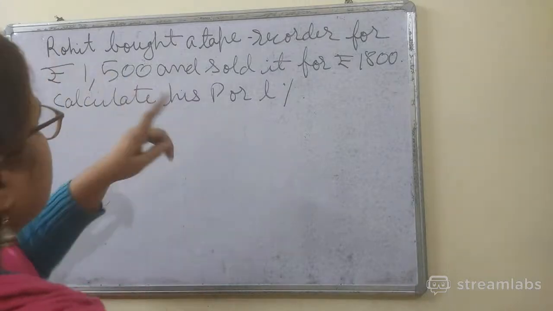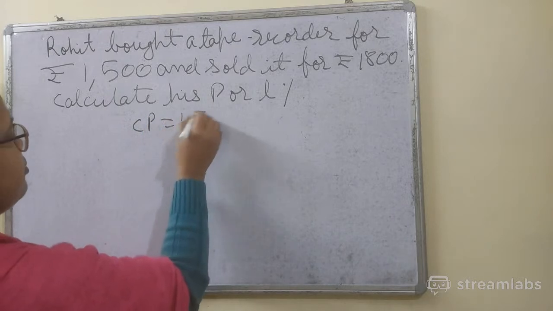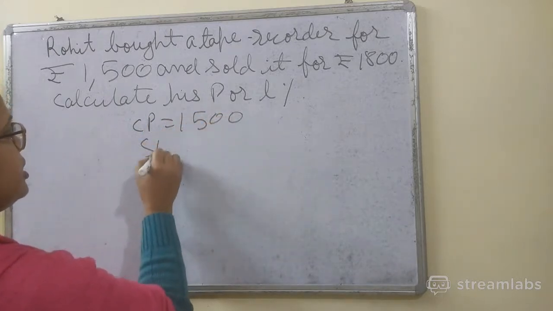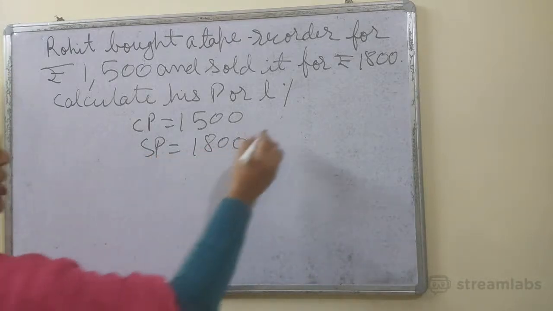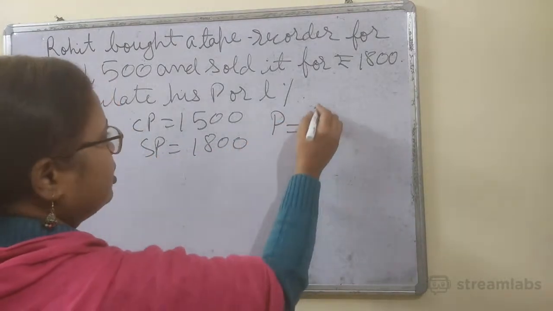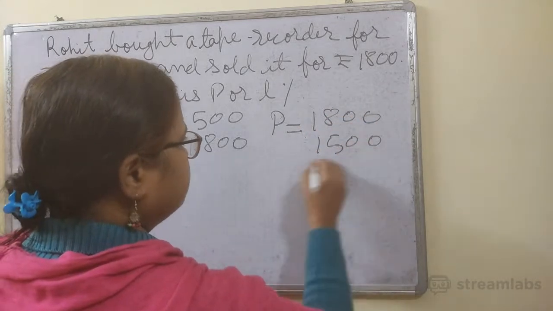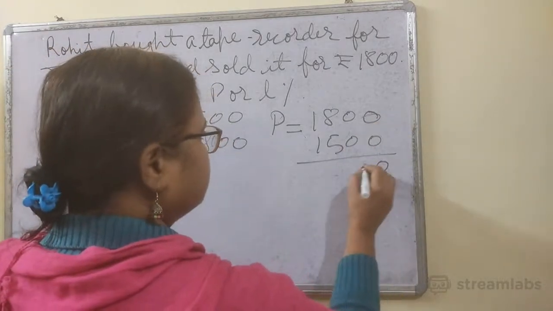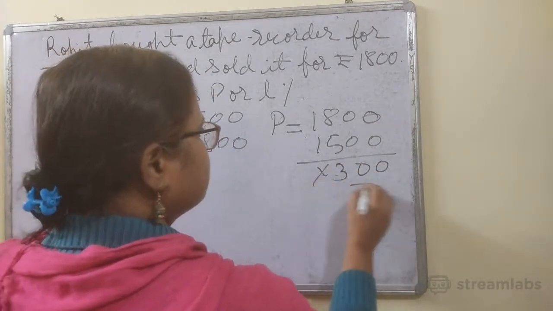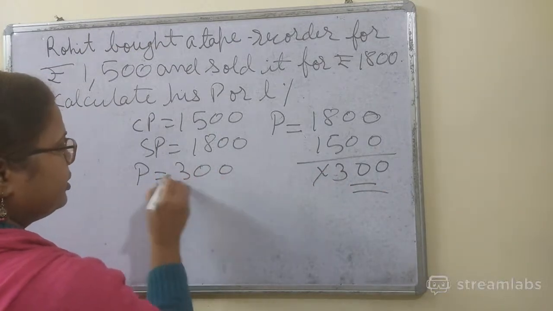So Rohit bought a tape recorder for rupees this one. So bought means CP is 1,500 and SP is here 1,800. So which one is greater? SP is greater. So then here will be profit. Profit of how much? 1,800 minus 1,500, so this is 300. So profit is equal to 300.